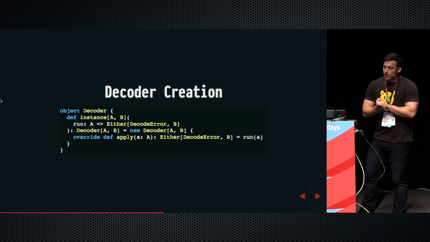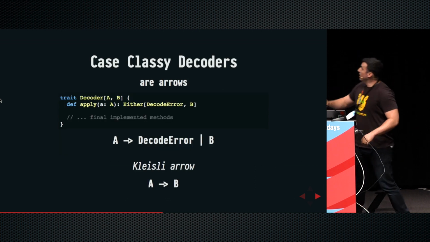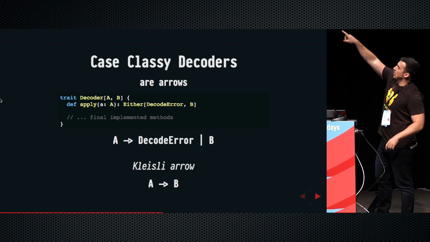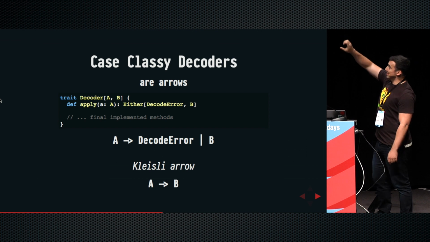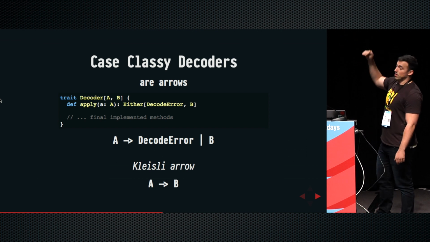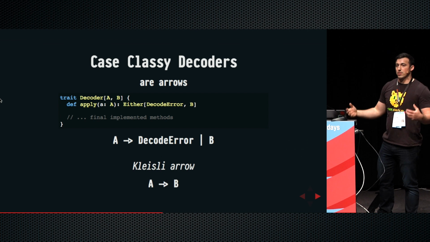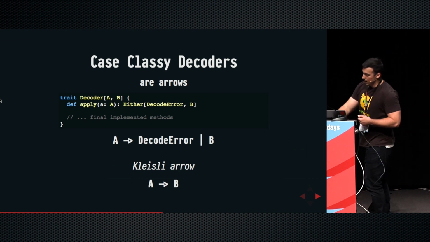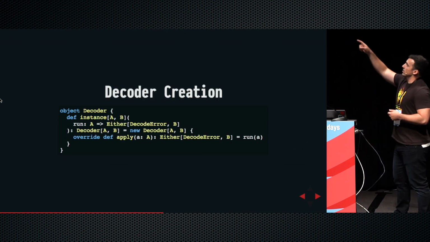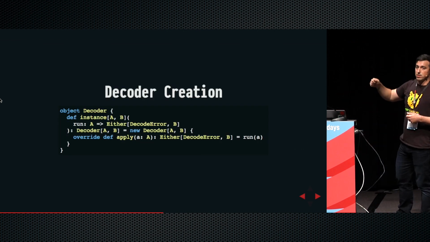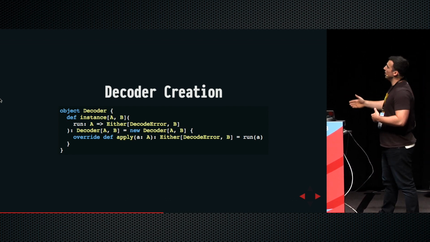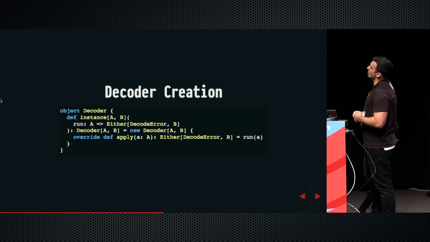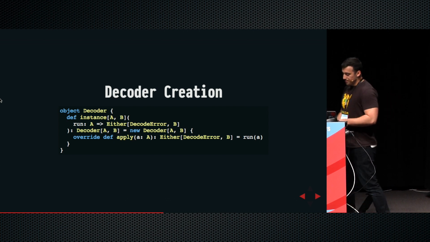How do we create a decoder? On this, you can see that Decoder has a single apply method that is not implemented. In case classy, that's exactly how it is, and there's also a lot of final implemented methods that give you all the combinators to build up your decoder from your input sources. So with that in mind, to create a decoder, we just need to provide a function from an input type to our result, which is either the error or the result type, and we're able to create a decoder using this instance helper method.